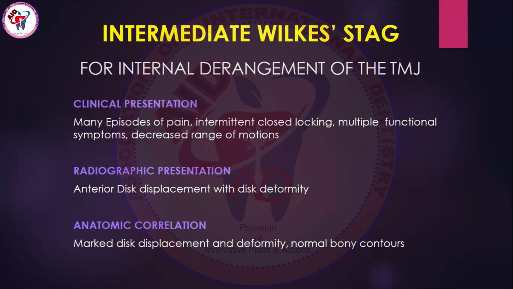Now the intermediate stage, the pure intermediate stage. There are many episodes of pain. In the early stage there was less pain, but here in the intermediate stage there is pain, intermittent closed locking, multiple functional symptoms, and decreased range of motion. The patient has intermittent closed locking. The patient says, when I open, sometimes it restricts my opening, and when I close, then also it restricts my opening. So intermittent closed locking is there.